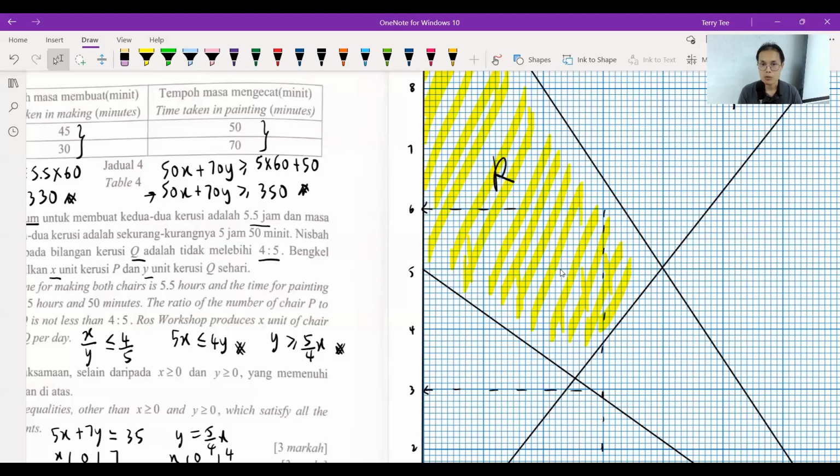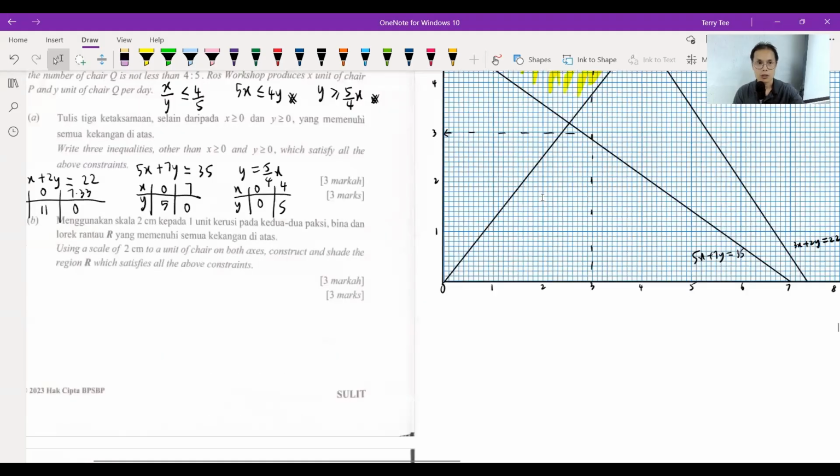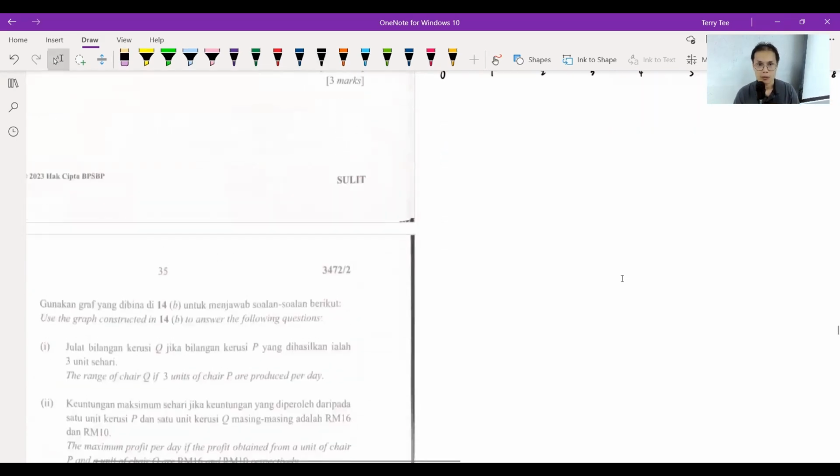The closest is 6. So the julat should be between 3 to 6. So how do I answer? We say the julat, let me write below here. Your y value is, julat, this is C Roman 1, between 3 and 6.